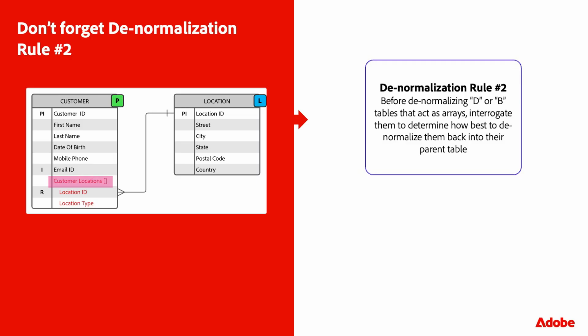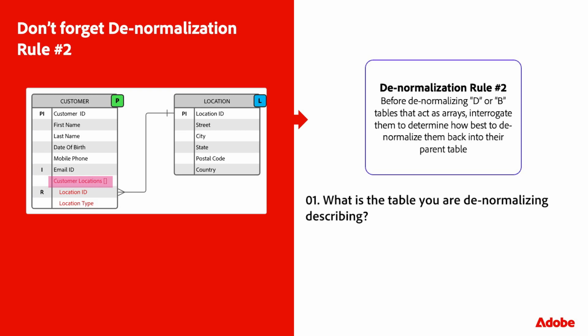Should you? Just because you can create an array doesn't mean you always should. Rule 2 states, before you denormalize a D or a B table back into an array, interrogate the data to understand how best to denormalize it back into its parent. And this is where you have 3 questions that you really should be asking yourself as a data architect in context of marketing and how they want to use this data.